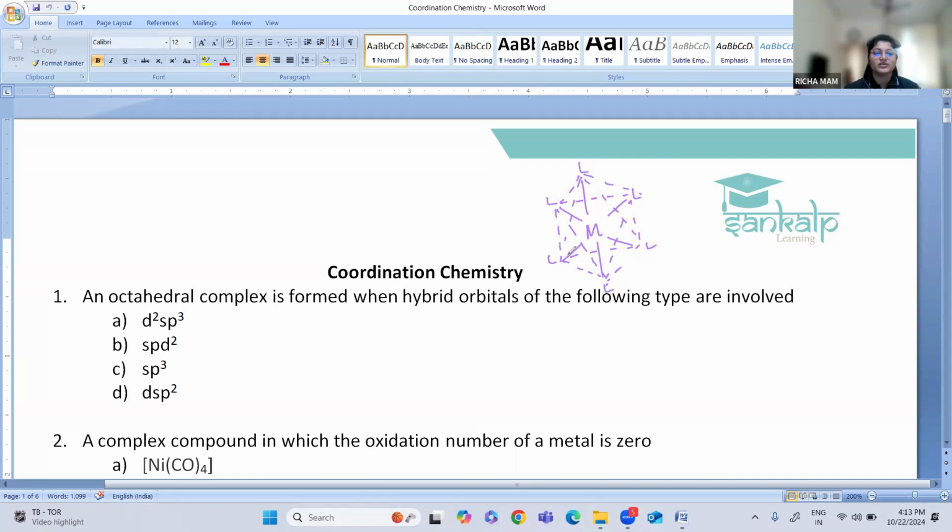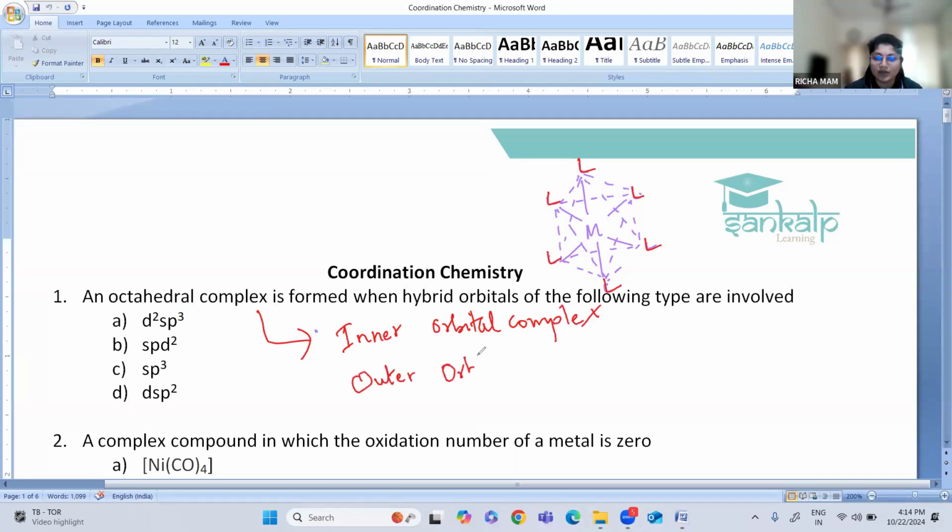When this type of octahedral complex is formed, it depends upon the type of ligand. Octahedral complexes show two types, depending upon the type of ligand you are attaching to the central metal ion. One is called the inner orbital complex, and the second one is the outer orbital complex.